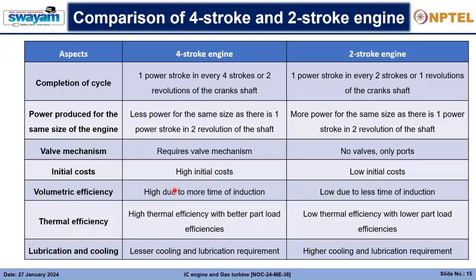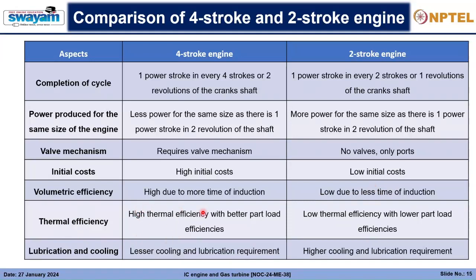Then volumetric efficiency. Due to more time of induction in the four-stroke, and scavenging being possible, the fresh charge is always burnt, and a huge volume of charge is burnt here. Accordingly, the volumetric efficiency is quite high. In the two-stroke, the volume which is burnt is quite small. Also, the exhaust products from the previous cycle remain. That's why the fresh charge which is burnt is quite less, and it has low volumetric efficiency.